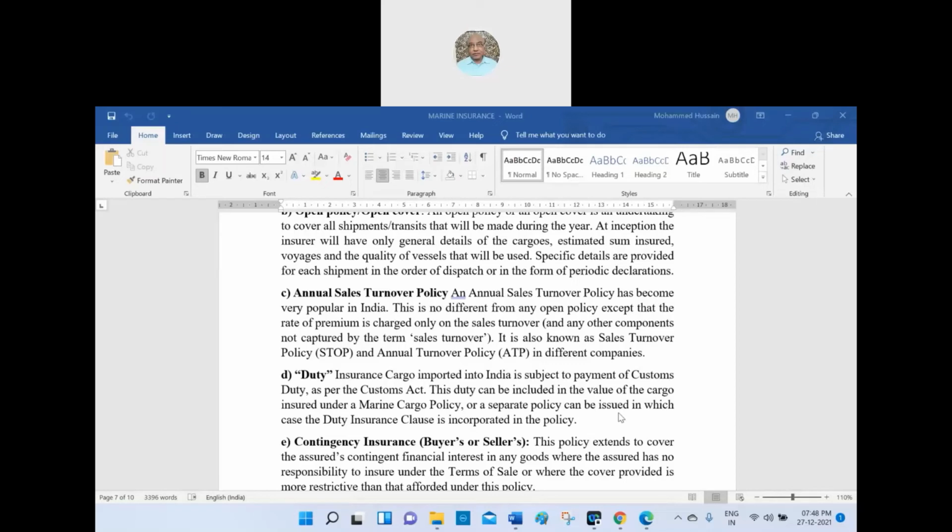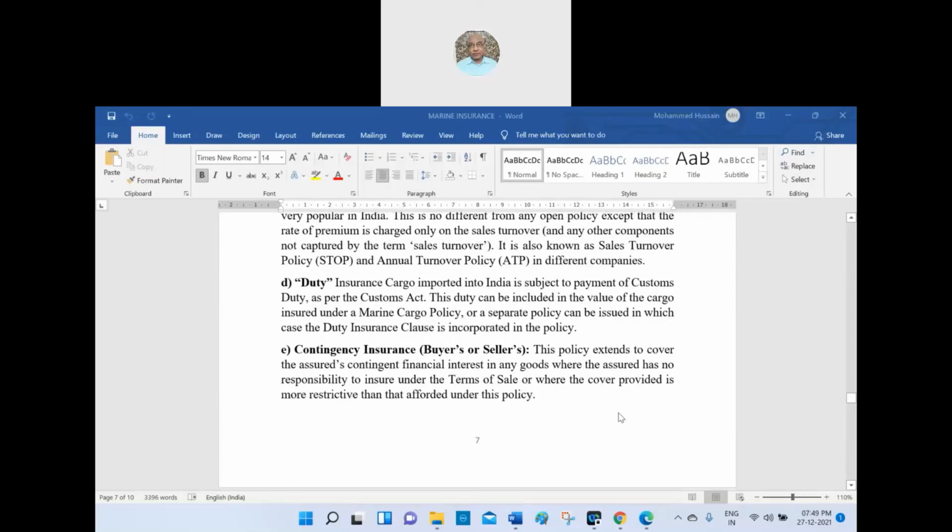Suppose it is agreed in the policy that customs should be borne by the seller. Whatever the customs duty would be, that will be borne by the seller. If such a thing is there, then the seller will take care of the customs duty. If such a thing is not there, it is the buyer who has to pay the customs duty at the destination. Next, E, contingency insurance for buyers or sellers.